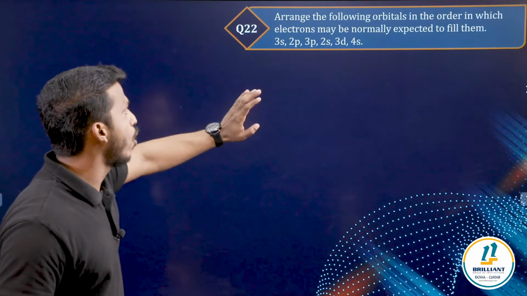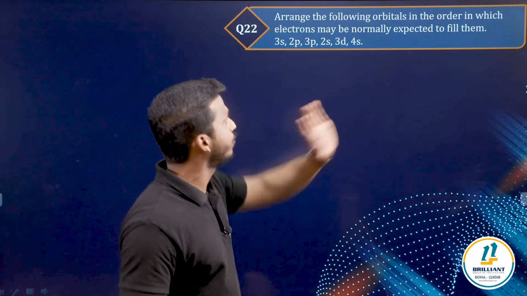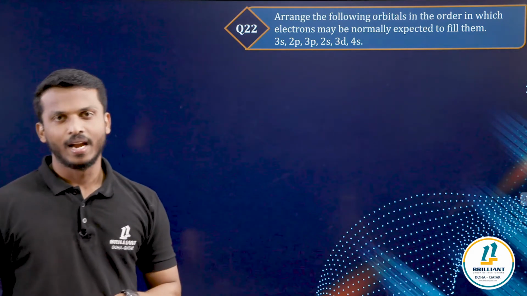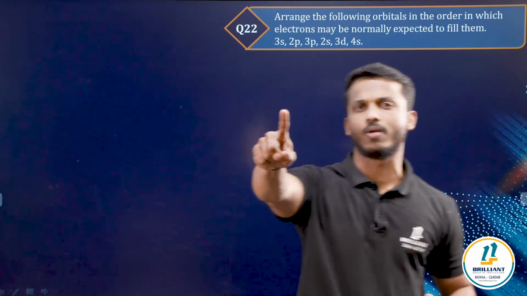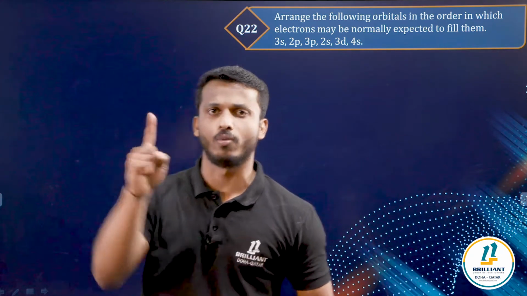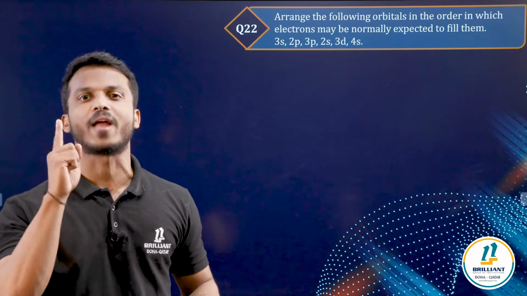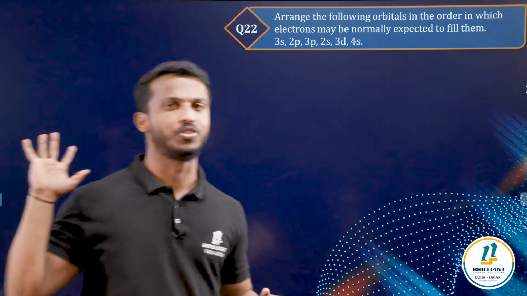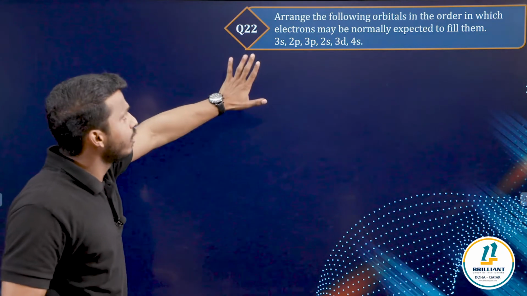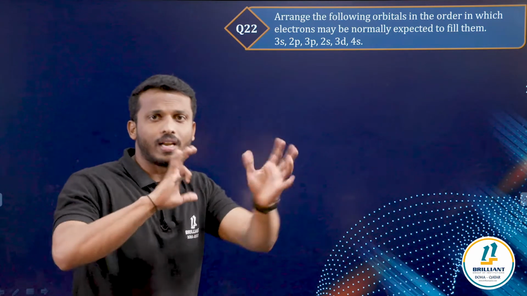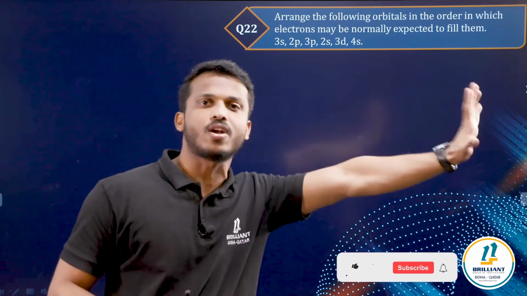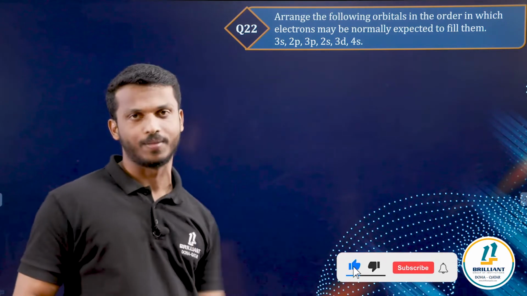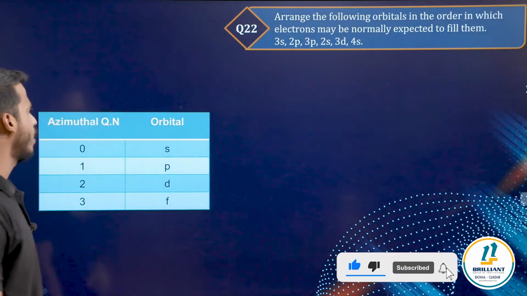Arrange the following orbitals in the increasing order of their energy. If you want to arrange the energy order, there is only one rule in this structure of atom chapter: the Aufbau principle or the n plus l rule. They gave 3s, 2p and other orbitals in a shuffled manner. We have to arrange them in the increasing order of energy, from lesser to greater. Let us take our n plus l rule.